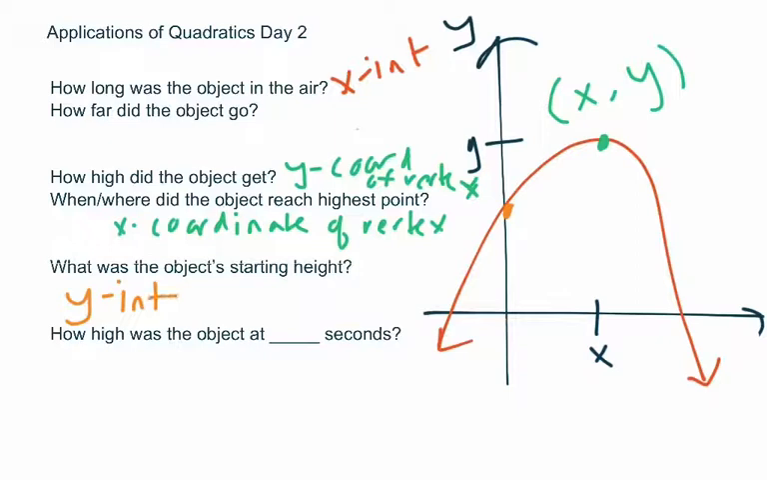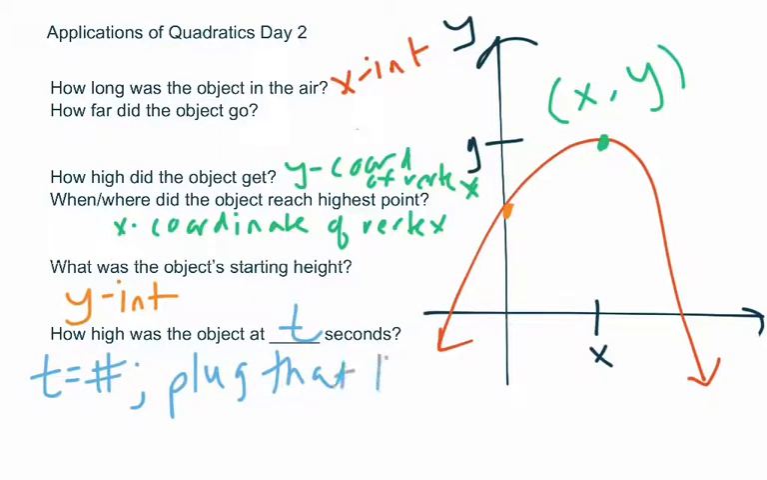And then how high was the object at blank seconds? And so we saw that in problem 1, like how high was the object after 1 second? Well, whatever your time is, you're going to have t equals a number. Just plug that number into the equation, because that's what the equation is there for.